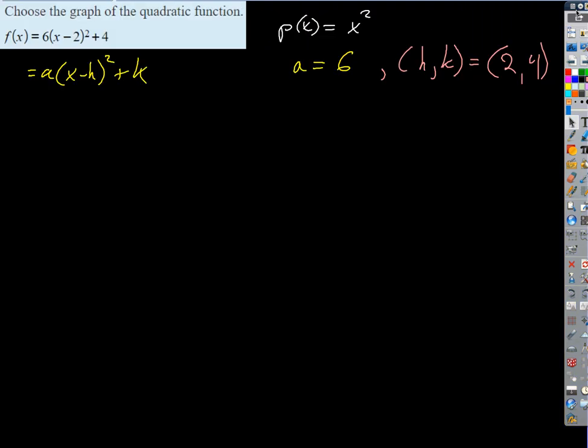Now, what's the order in which I've got to do this stuff? What do I have to do first? What does A do, by the way? Dilation factor, vertical dilation factor, right? So it's going to stretch or compress vertically. H and K, what are those? You could think of it as the vertex, but to get the vertex from the origin, we had to translate it horizontal and vertical, right? So horizontal and vertical translation.